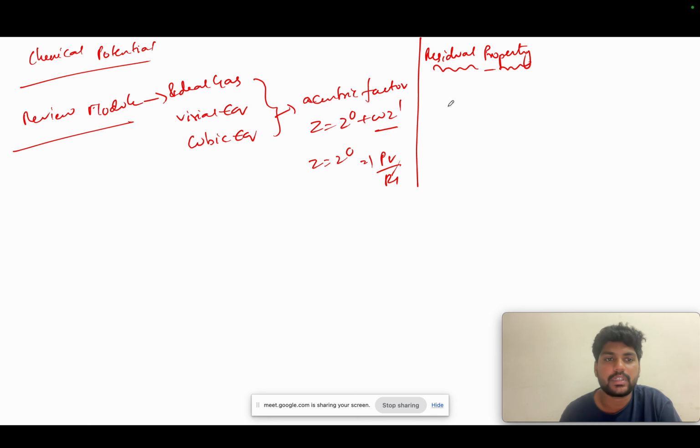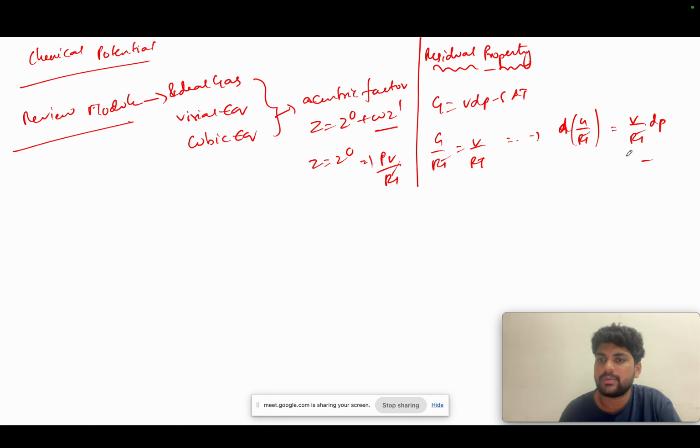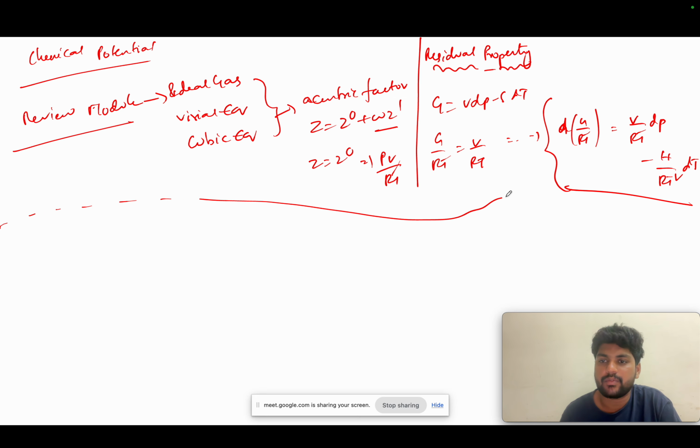If I take the equation dG equal to V dP minus S dT, and you apply it as a dimensionless number and solve this equation, at the end we will get d(G by RT) equal to V by RT dP minus H by RT square dT. So this is another dimensionless form. So these are the week 4 classes.